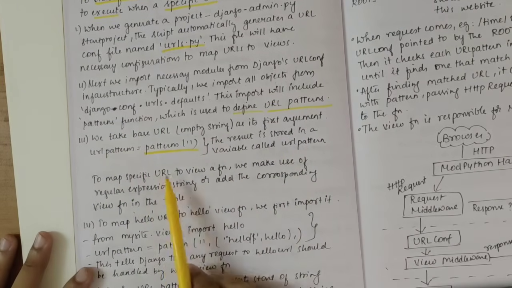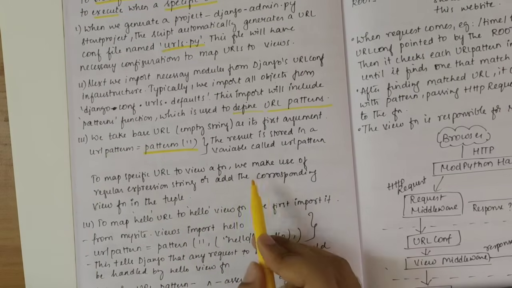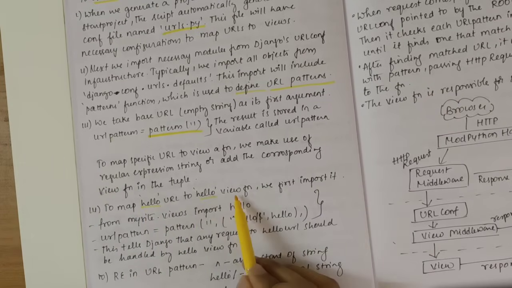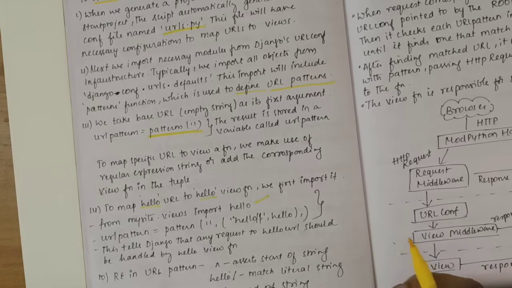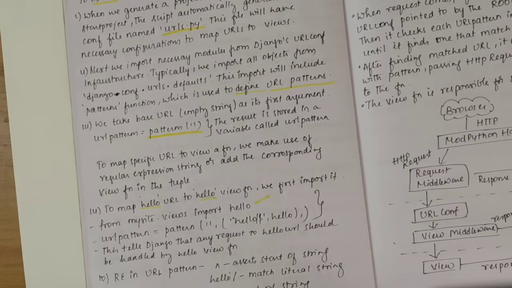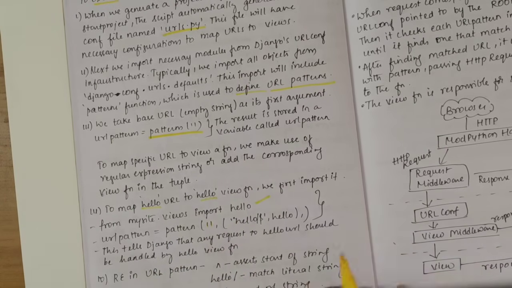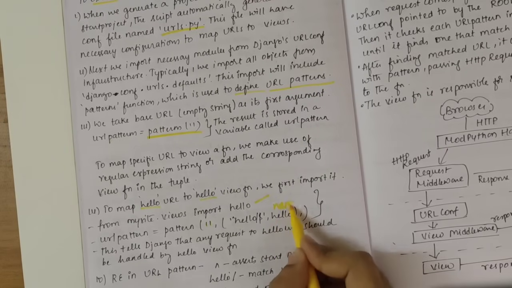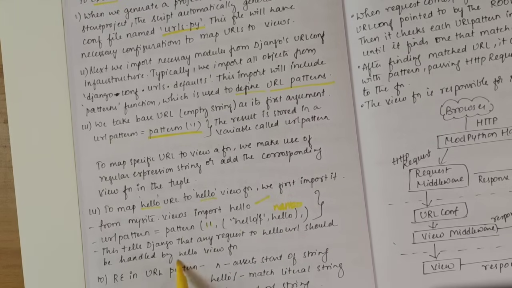Okay. So to map specific URL to a view function, we make use of regular expression string, and add the corresponding view function in the tuple. So to map hello URL to hello view function, we first import it. That is from mysite.views import hello. That's what we did in the previous hello program also, right? We imported the path, right? Then urlpatterns is equal to patterns. This is the empty string, the base URL which we are taking. Then hello$, hello. This is the name we are specifying here. So this tells Django that any request to hello URL should be handled by hello view function.